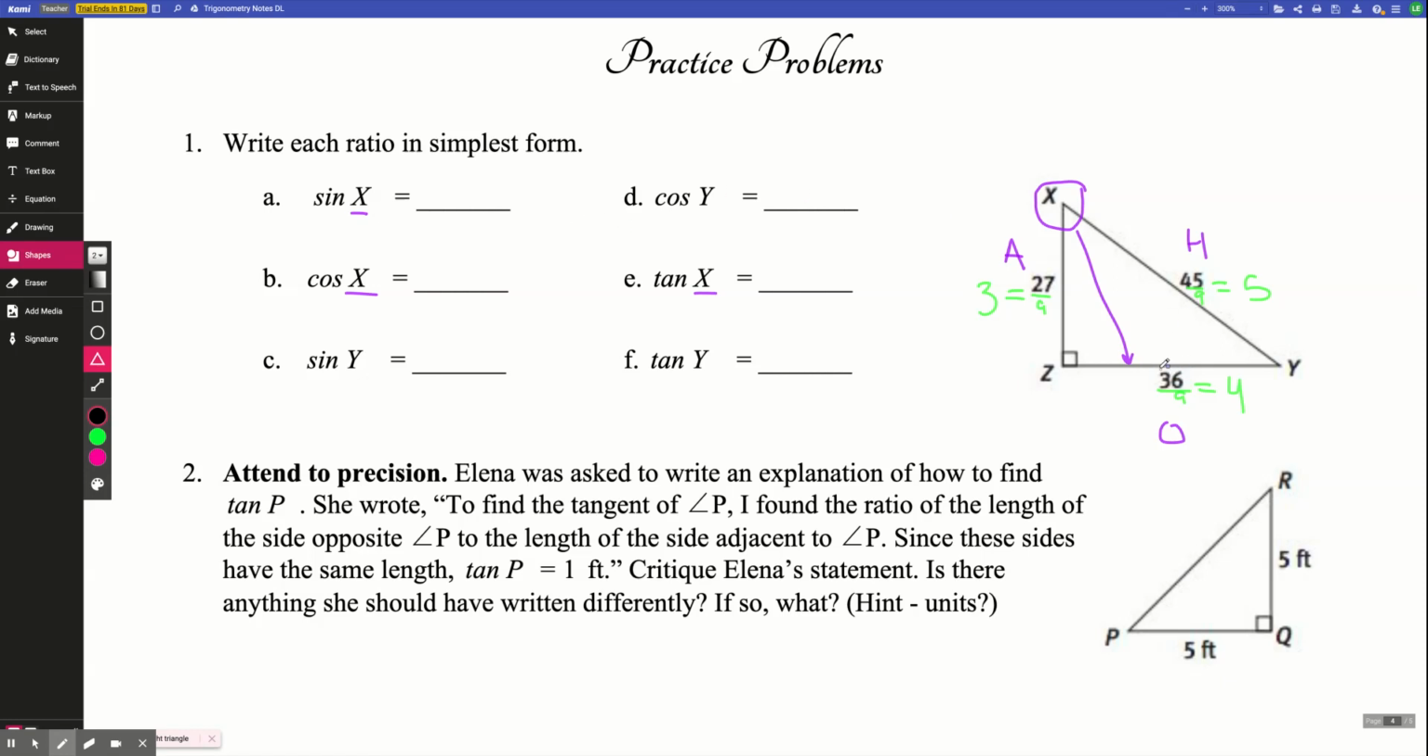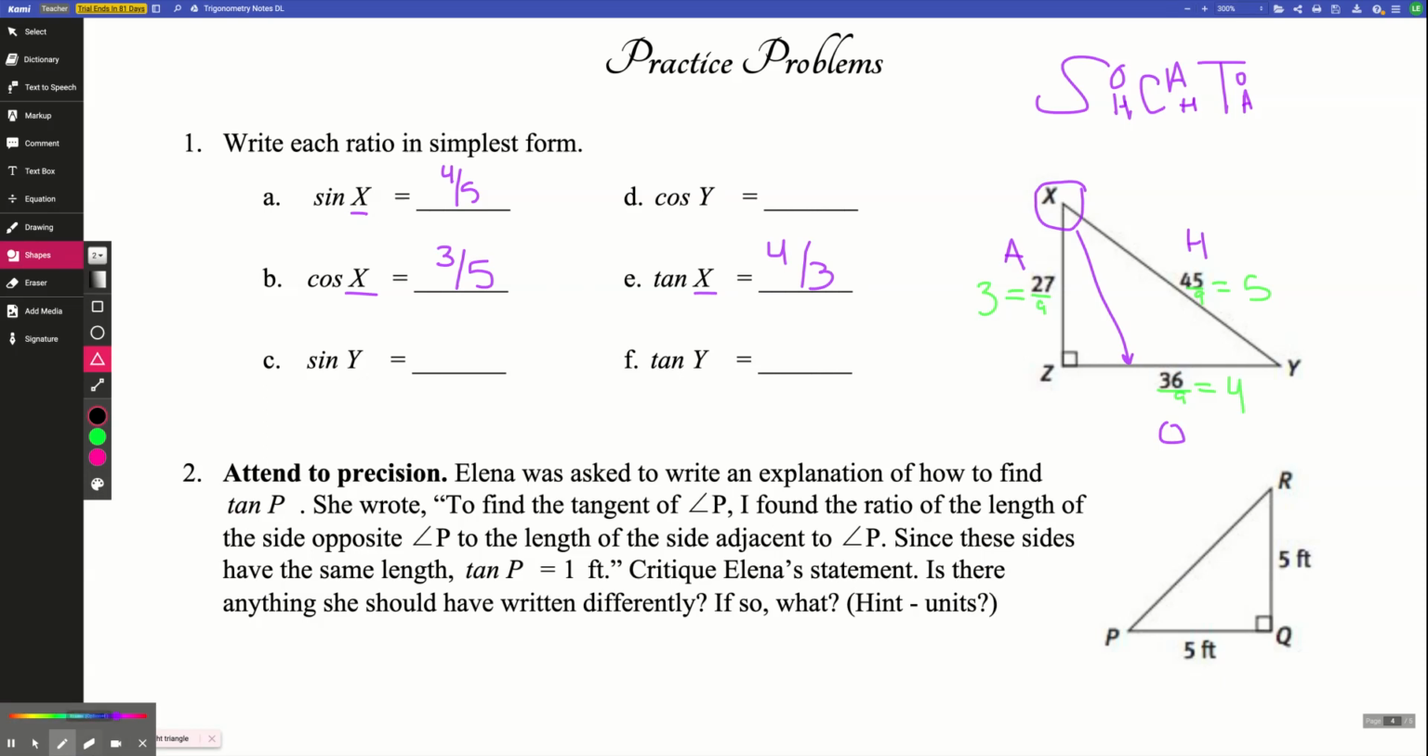So sine of x would be opposite over hypotenuse, because remember, this is our acronym, SOHCAHTOA. Not the most beautiful that I've ever written that, but there's your acronym. So sine is opposite over hypotenuse, so that's 4 over 5. Cosine is adjacent over hypotenuse, so that's 3 over 5. And then I'm skipping over here to E because that's tangent of x, which is opposite over adjacent. So 4 over 3.